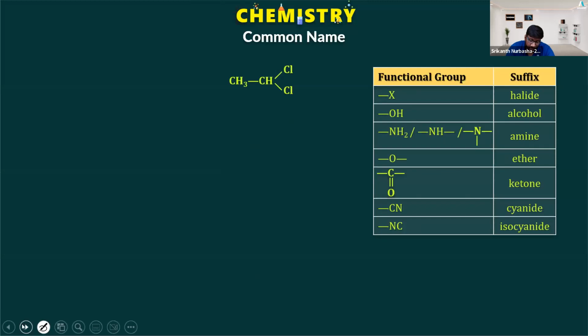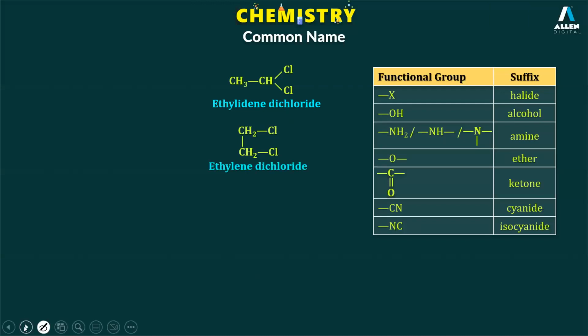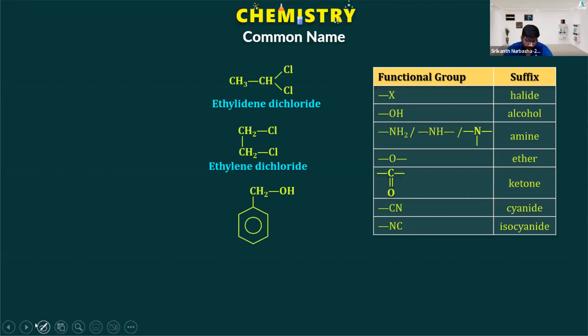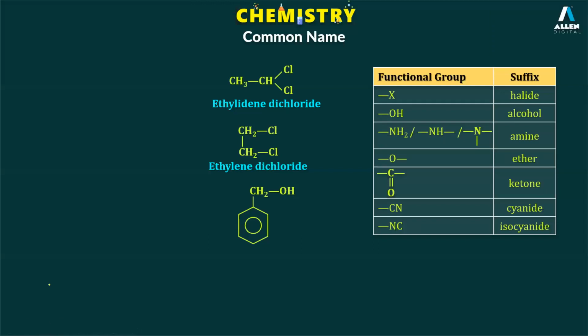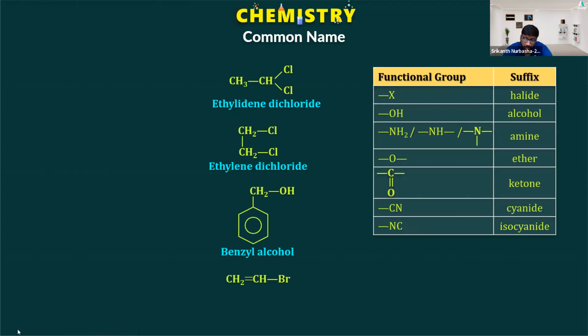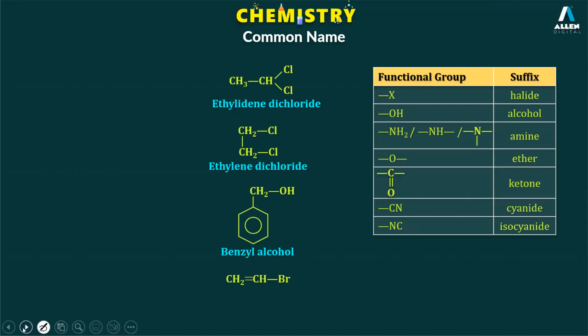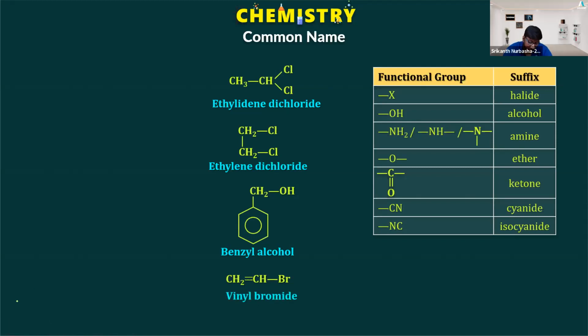What about here? CH3CHCl2: ethylidene chloride, ethylidene dichloride. CH2Cl CH2Cl: ethylene dichloride. C6H5CH2OH: benzyl alcohol. CH2=CHBr: vinyl bromide. Very good. So just radical plus suffix. That's it.